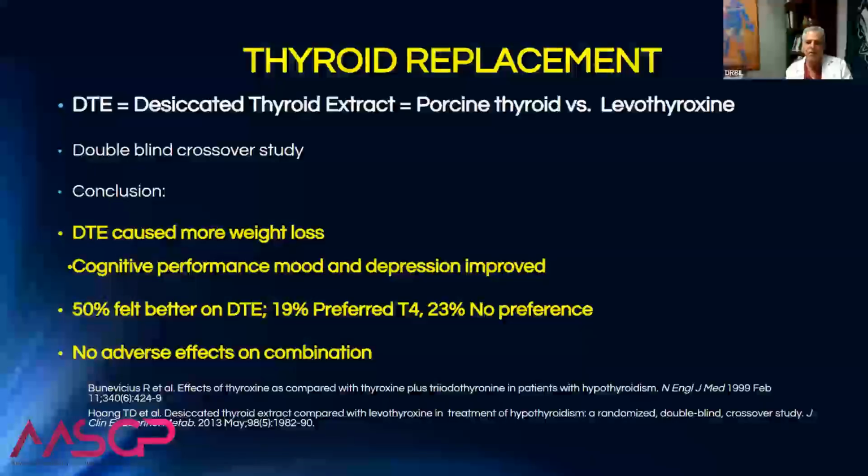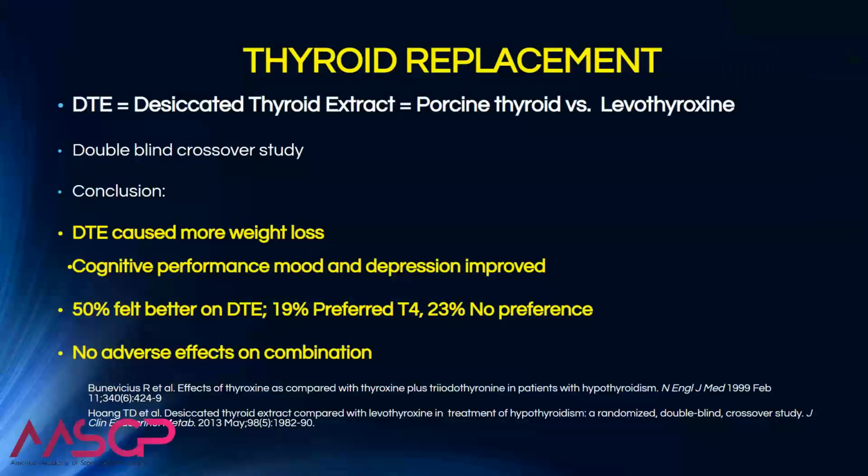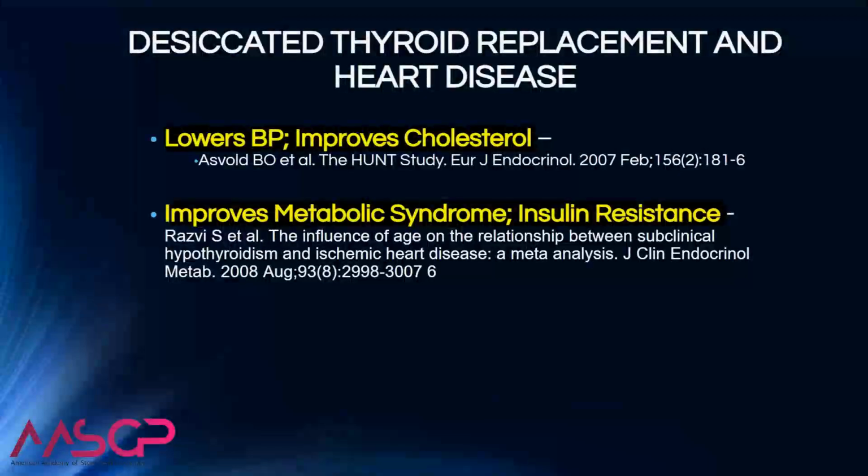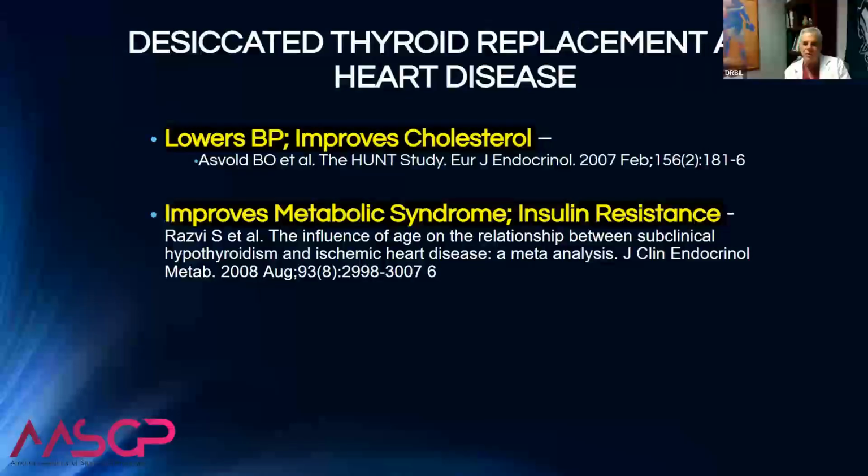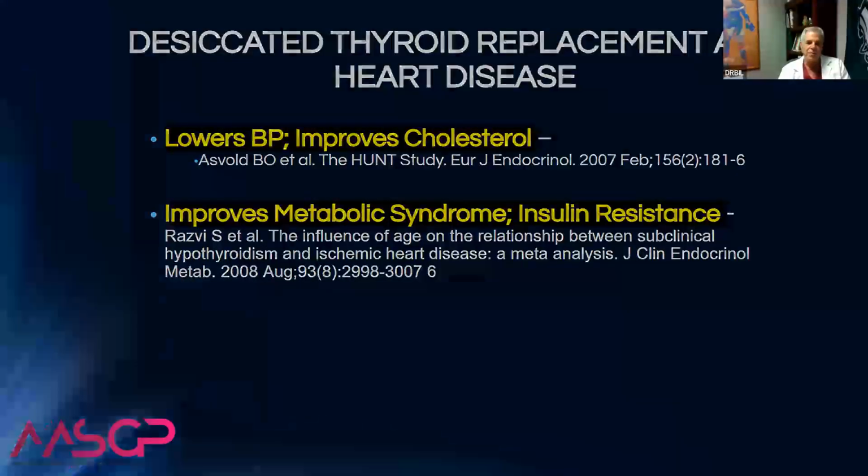In double-blind crossover studies of desiccated thyroid extract versus porcine thyroid versus levothyroxine, the desiccated thyroid caused more weight loss and improved cognition. 50% or greater of the patients felt better on the desiccated thyroid. 19% of them preferred the T4. 23% had no preference. And it helps lower blood pressure, it improves cholesterol, it improves the metabolic syndrome and insulin resistance.